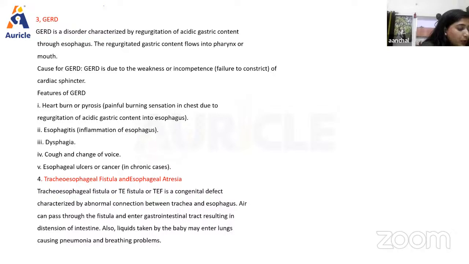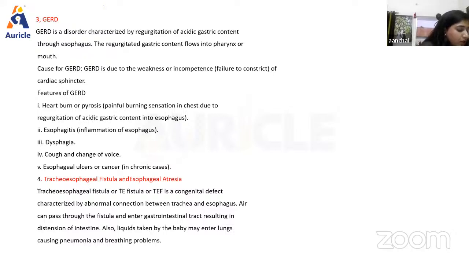Then we have tracheoesophageal fistula. Basically, this is a congenital defect that is characterized by an abnormal connection between the trachea and esophagus. Air can pass through the fistula and enter the GI tract, resulting in distension of the intestine. Also, liquids taken by the baby may enter the lungs, causing pneumonia and breathing problems.